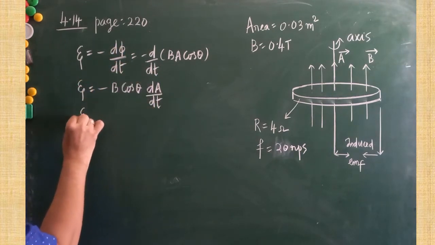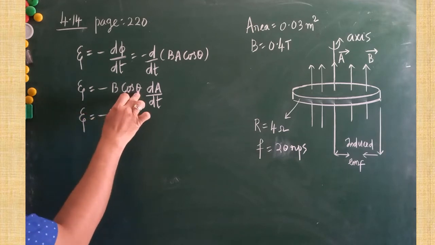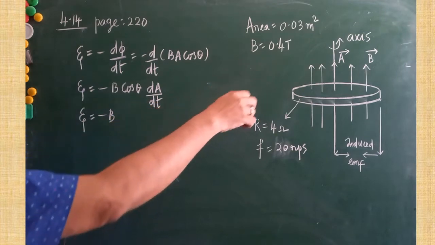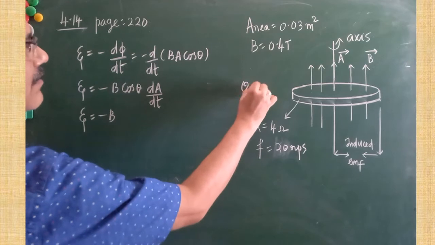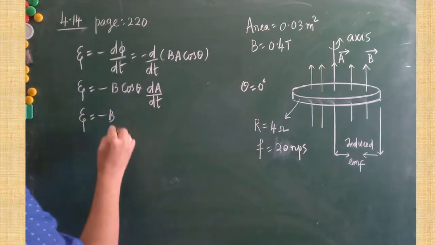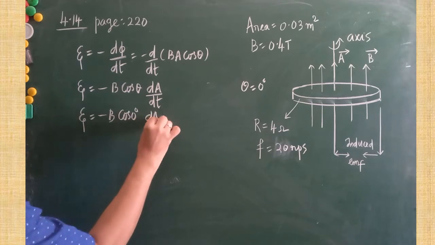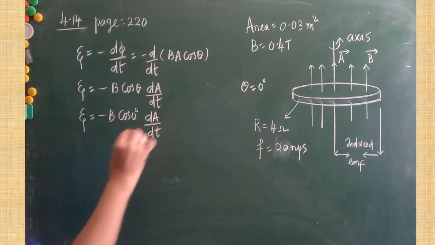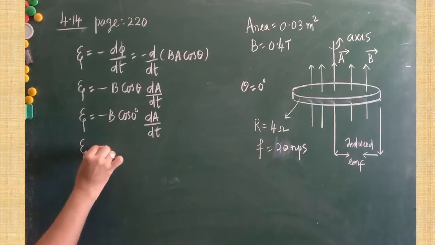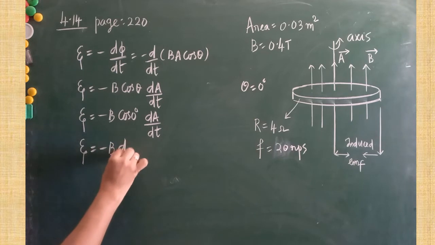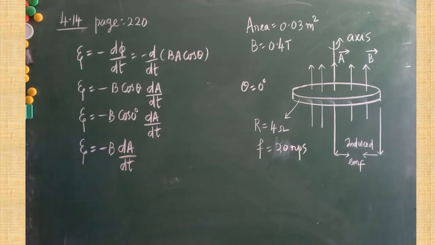So in the next step we write induced EMF is equal to minus B. Here θ is the angle between the A vector and B vector. Both vectors are acting in the same direction, therefore θ must be taken as 0 degree. So we write cos 0, and finally dA by dt. First you should know how to obtain the formula. So finally the formula becomes minus B dA by dt, which is required to solve the problem.